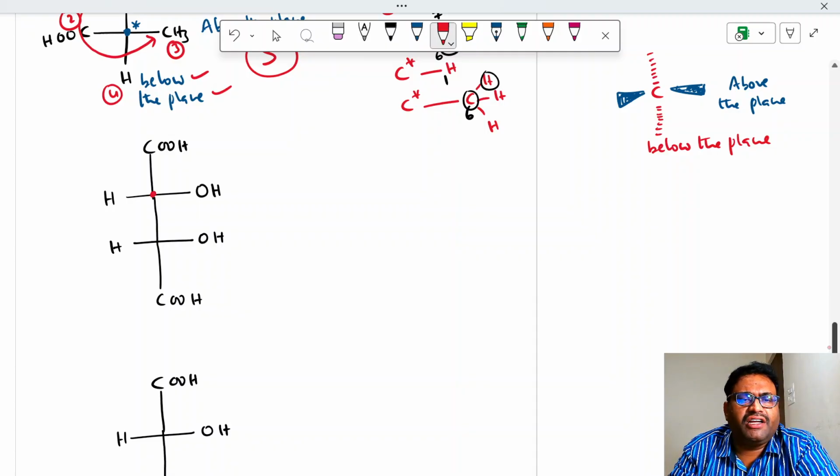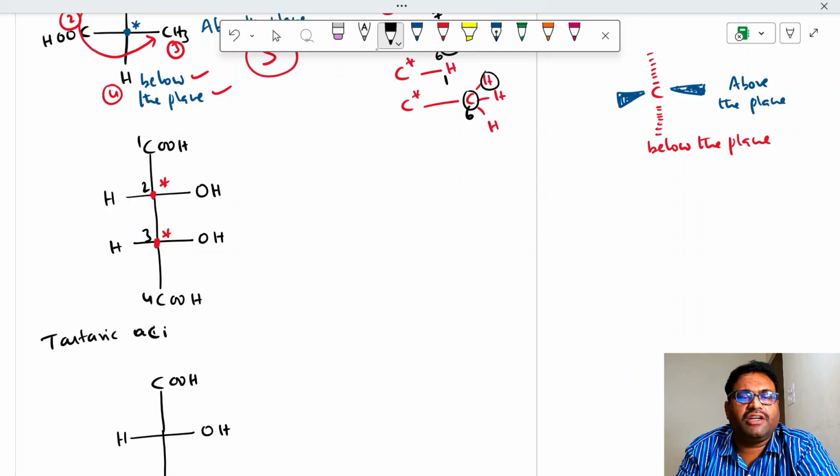Here, wherever vertical line and horizontal line are meeting or crossing, there we have a carbon, and that is chiral carbon. Chiral carbon, right? So let me number it 1, 2, 3, 4. What is the name of this molecule? Tartaric acid. So second chiral carbon, let us see.